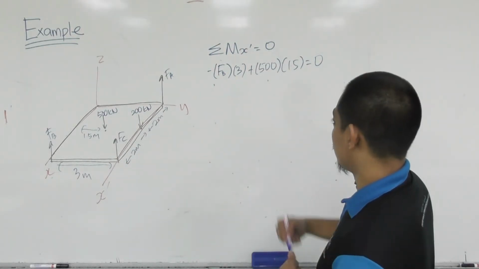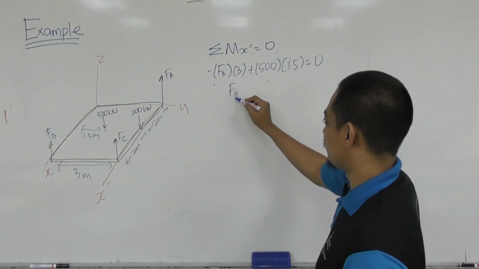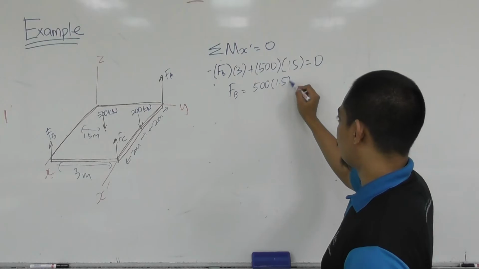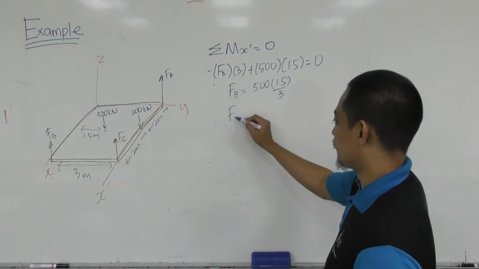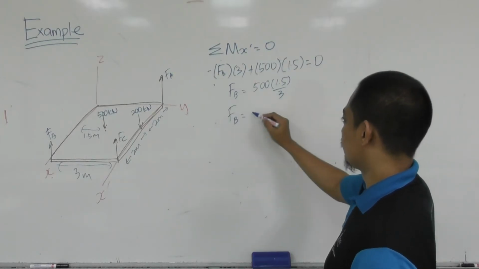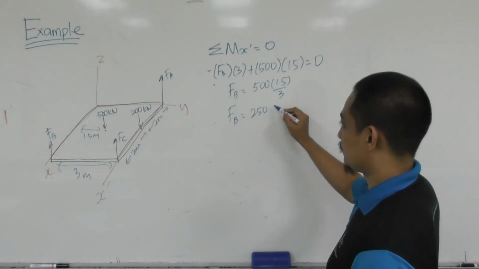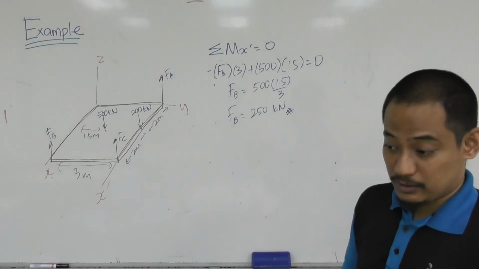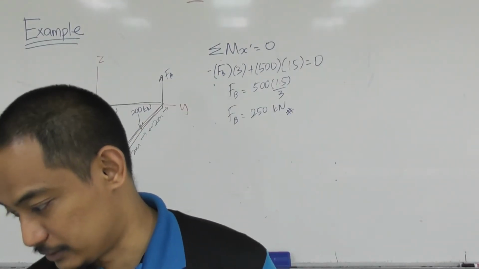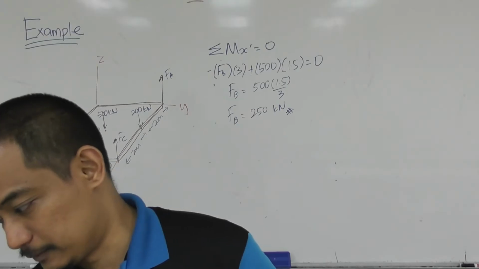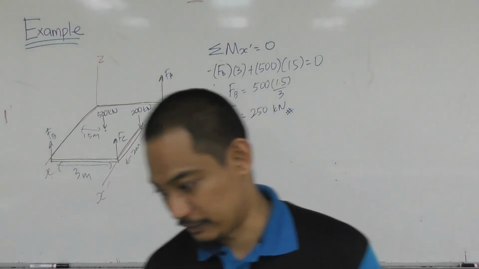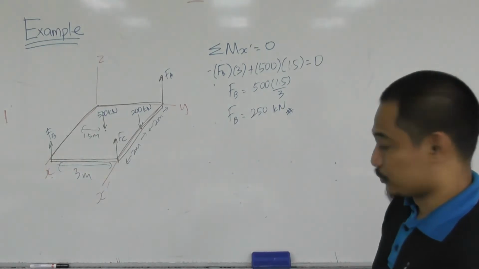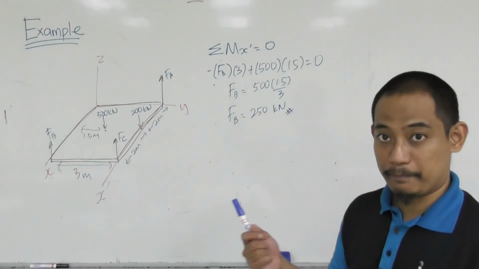So here the calculation will be easy. You can see FB is just 500 times 1.5 over 3. So FB is straight away 250. This is kilonewton, right? So as you can see, it gives you the answer straight away, and just to verify the answer, it's 250 kilonewton, right?